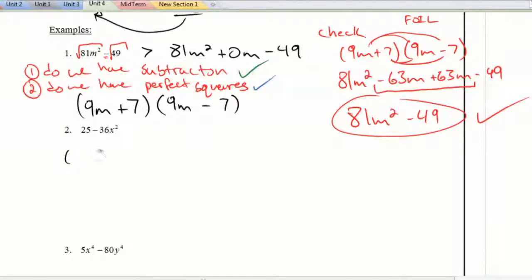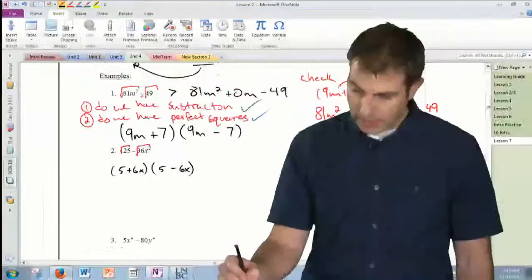All right. I'm confident that you guys could probably do this question right now. Remember, one of them is going to be plus and one is going to be minus. So, what is the square root of each of my terms? Square root of 25, square root of 36. Square root of 25 is 5, square root of 36 is 6, and then I have that x. So I have 5 plus 6x and 5 minus 6x. That's it. You're done. Easy peasy lemon squeezy. Look at the next one.